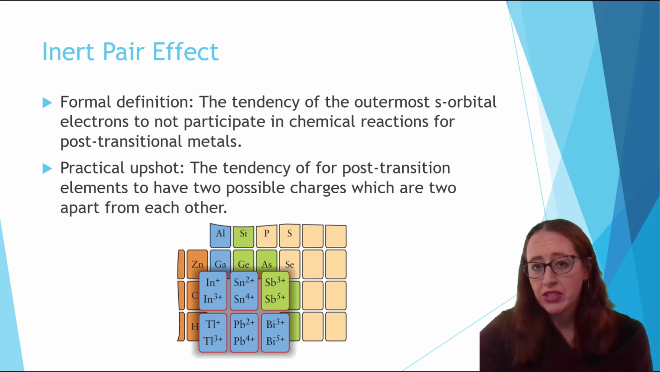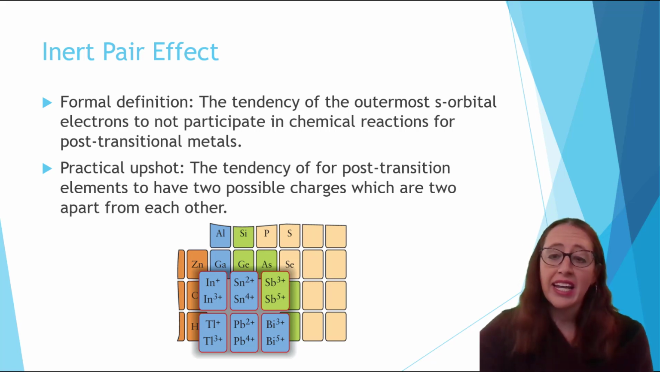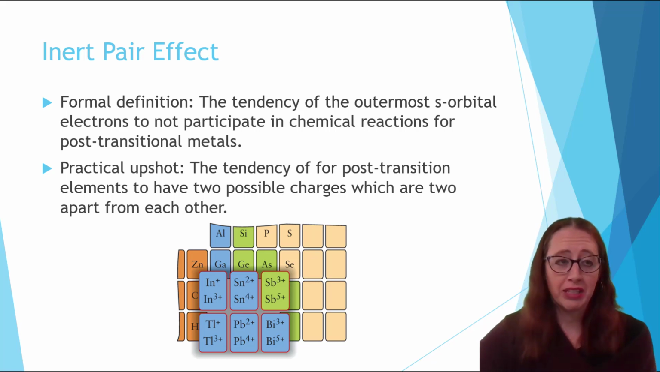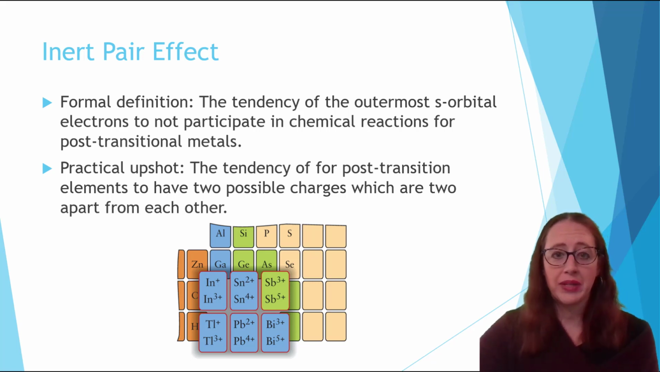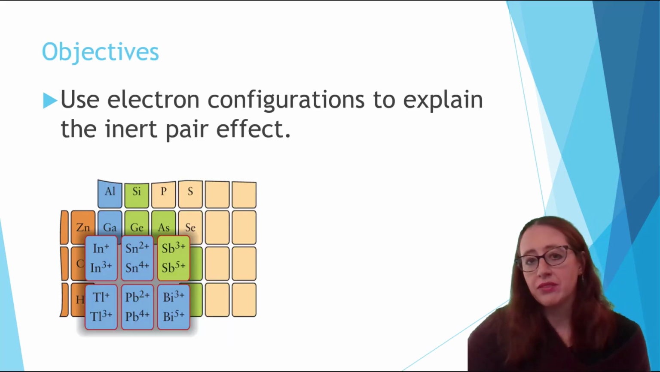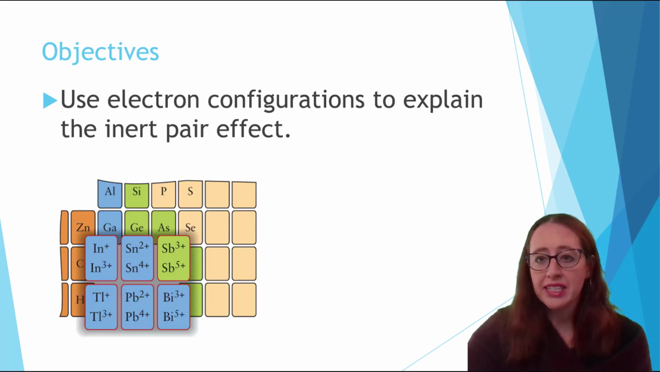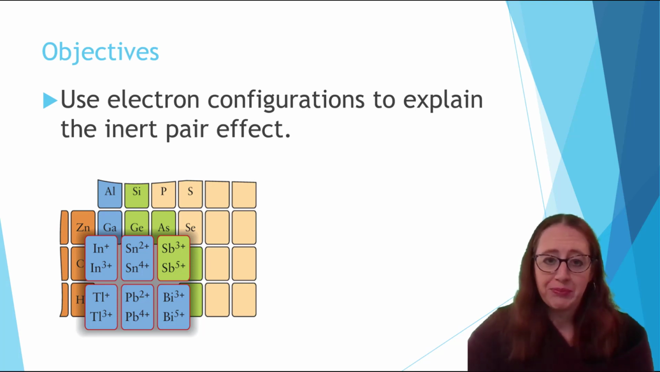which we would call the post-transitional metals, they tend to have two possible charges, which are spaced 2 apart from each other. So here you see 1 and 3, 1 and 3, 2 and 4, 2 and 4, 3 and 5, 3 and 5. This will be a relatively short video with one goal. Look at this block of 6 elements on the periodic table, check out the pattern of charges.